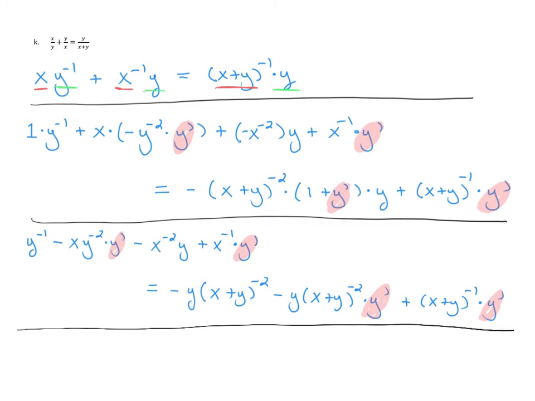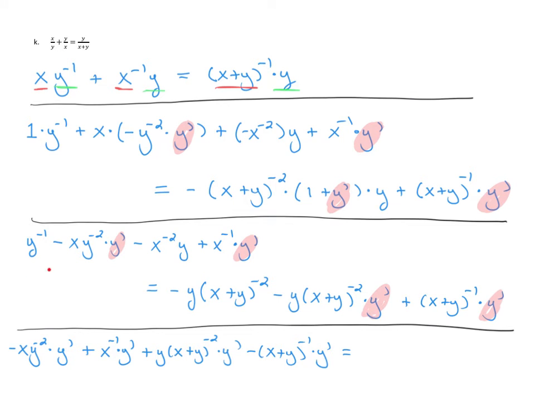Here we go. So on the left, I have the negative xy to the negative 2 times y prime. I then have plus x to the negative 1 times y prime. I'm going to move this here, making it a positive. So that is plus y, x plus y to the negative 2 times y prime. And I'm subtracting this to the other side. So I get negative x plus y to the negative 1 times y prime.